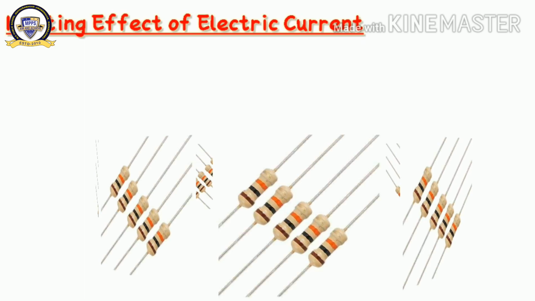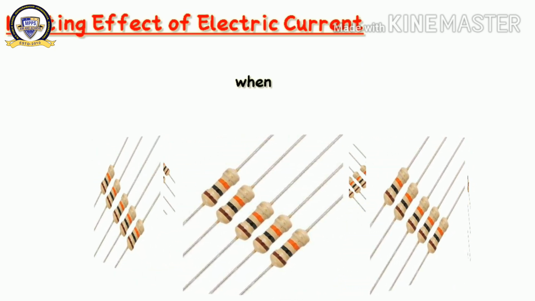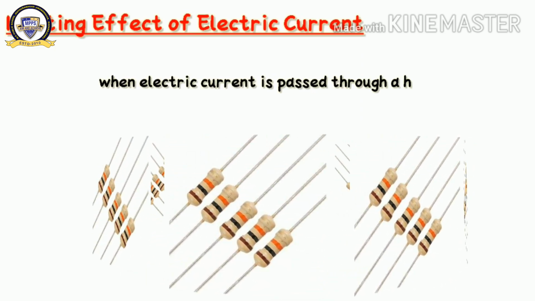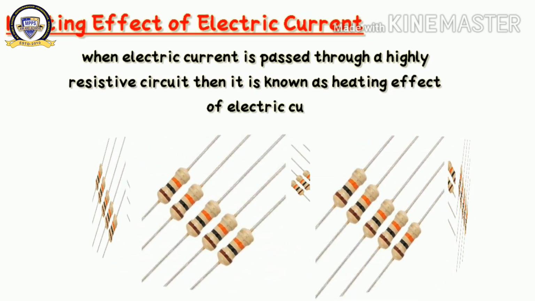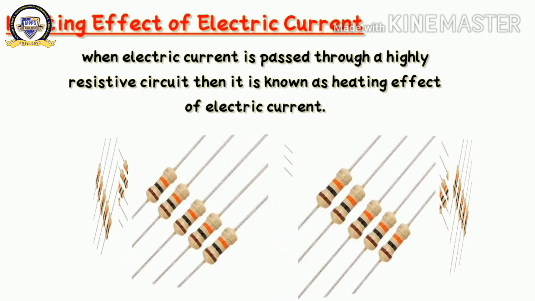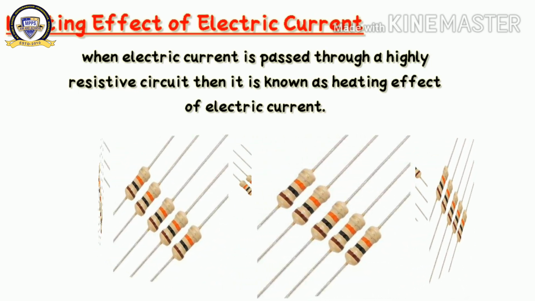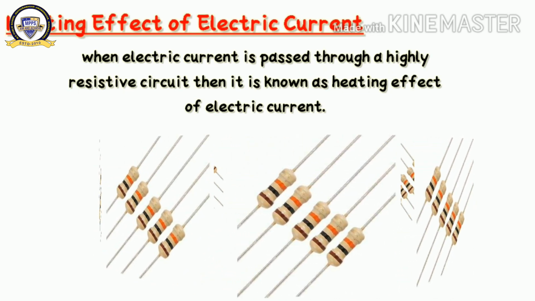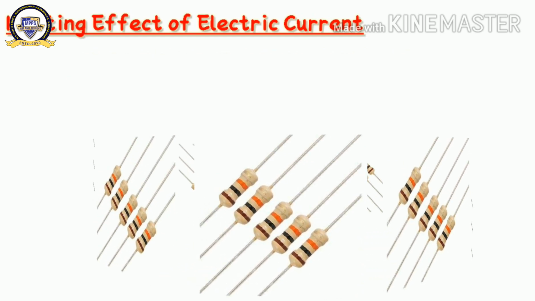Now the next concept is the heating effect of electric current. An electric current through a resistor increases its thermal energy. It means that if the current is passed through a highly resistive circuit, then a heating effect is generated. Also, there are other situations in which an electric current can produce or absorb thermal energy. Hence, in total, this effect is known as the heating effect of electric current.